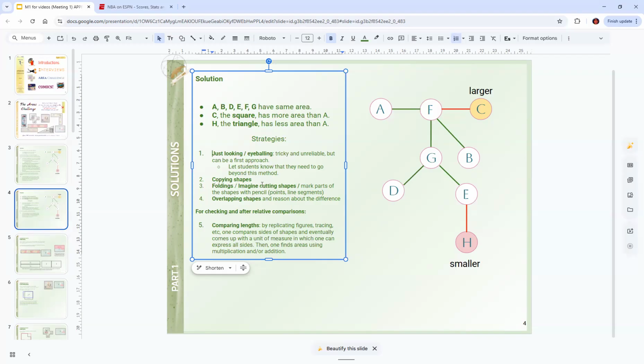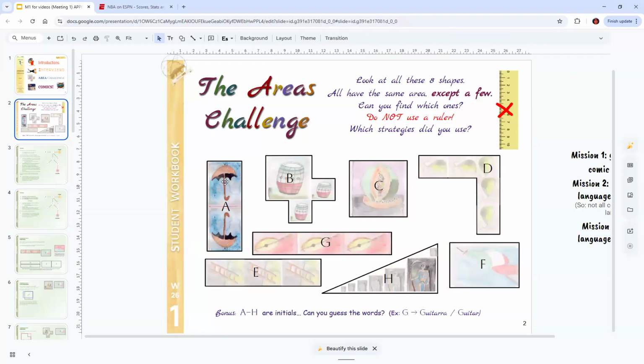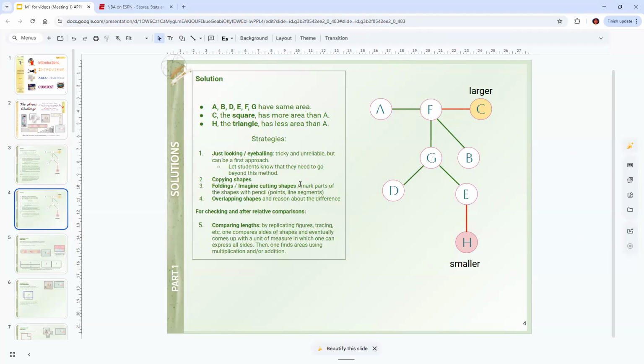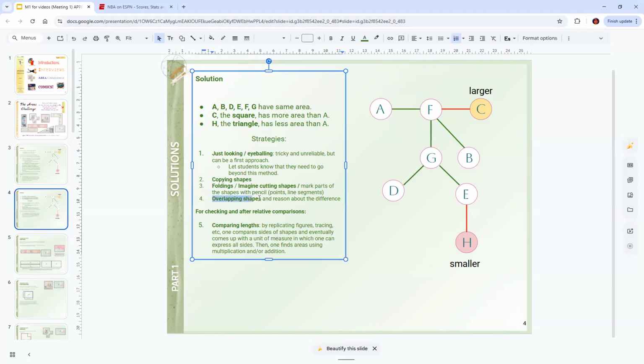They can also do folding, so they get these manipulatives and can rotate and fold in any ways they like to start discovering properties between the shapes. They can imagine cutting shapes, marking parts of the shapes with a pencil, like a point or line segments, just to get more information. And finally, overlapping shapes and reasoning about the difference. That's a very important strategy.